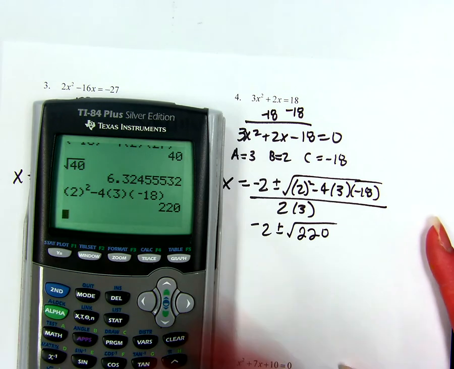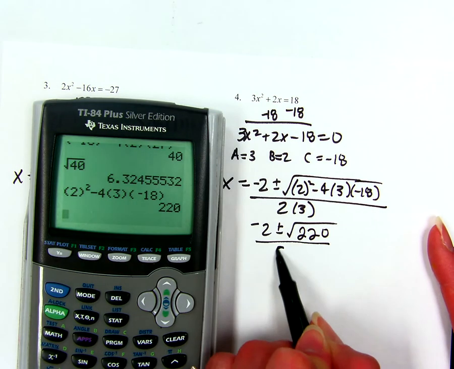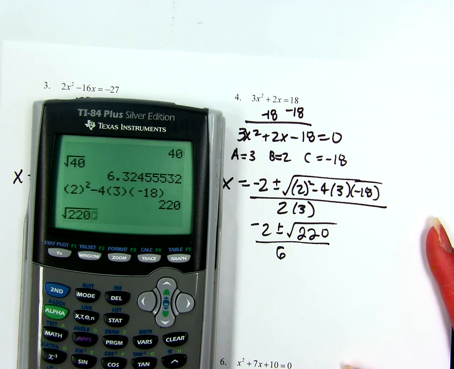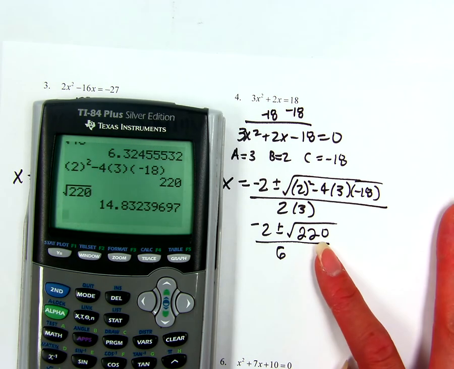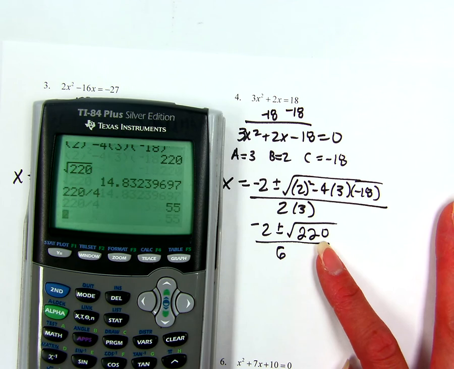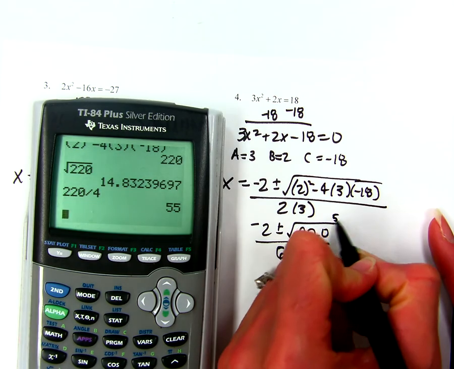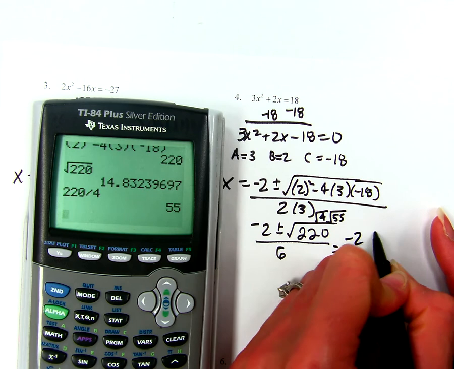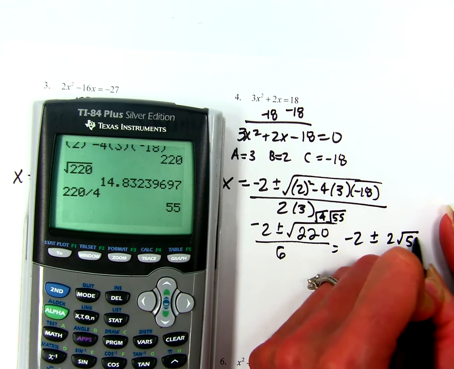And 2 times 3 is 6. All right, so 220, that is not a perfect square. 225 would be the closest perfect square. 220 is divisible by 4, so this is 4 times 55. So this is negative 2 plus or minus 2 root 55 over 6.